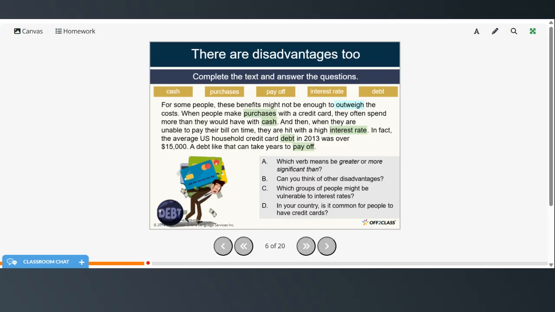And can you think of any other disadvantages of using credit cards? And if so, you can put those in the comments. Which groups of people might be vulnerable to interest rates? And in your country, is it common for people to have credit cards? And again, you can answer those questions in the comments so that we can start to generate some conversation.